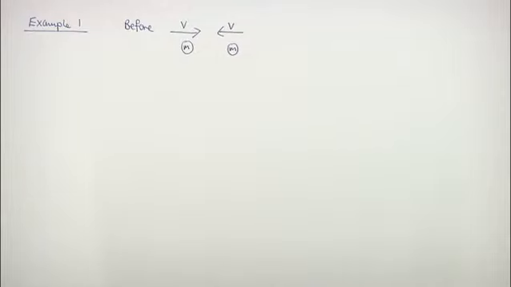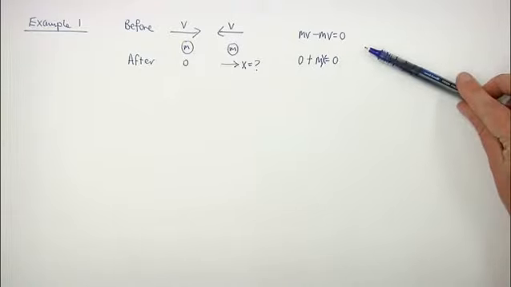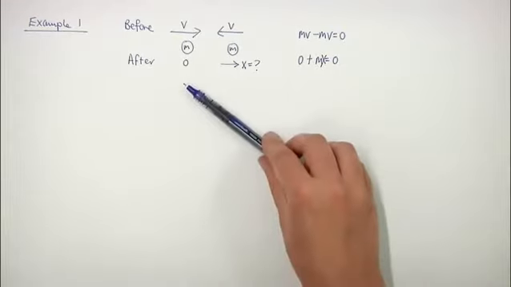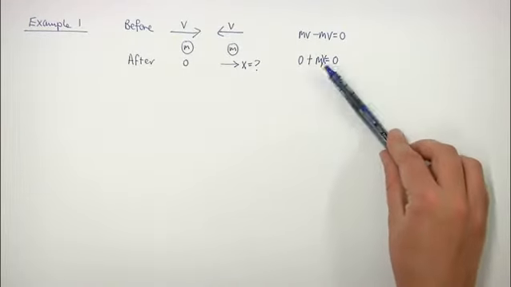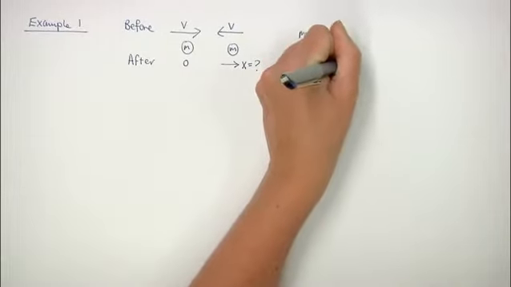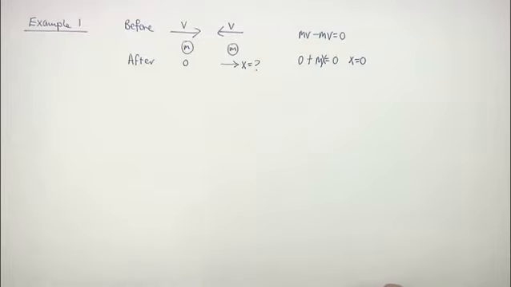After the collision, the first particle has 0 velocity. What's the velocity x of the second particle? Well, the momentum before is mv minus mv, which is 0. So the momentum after is 0 plus mx equals 0. So x equals 0. The second particle comes to rest too.